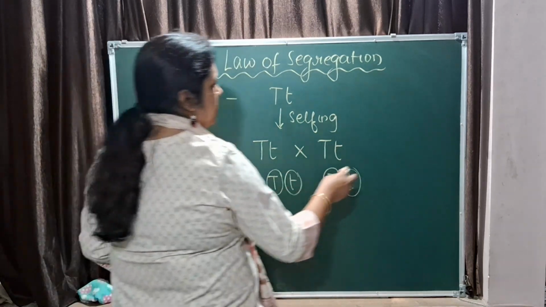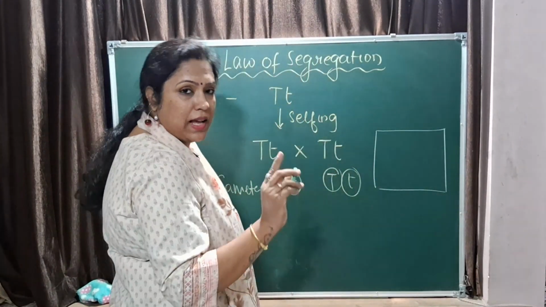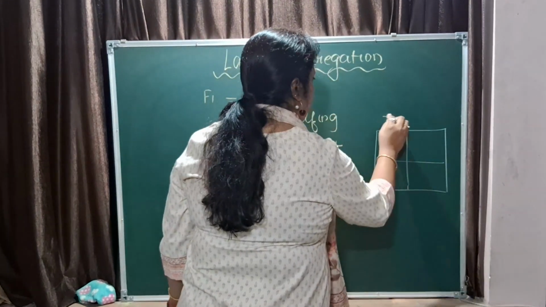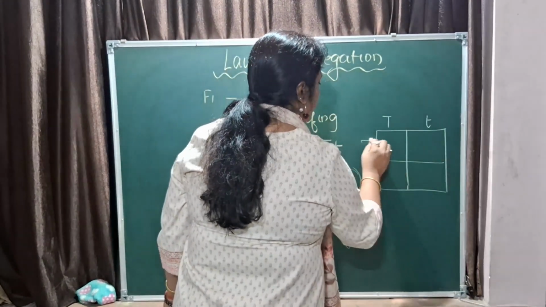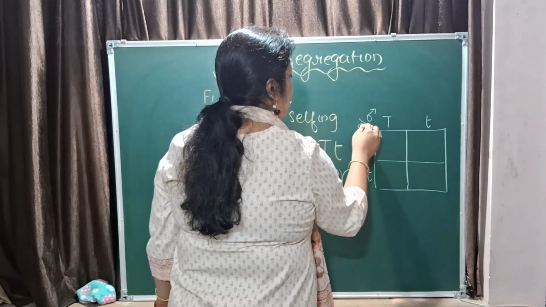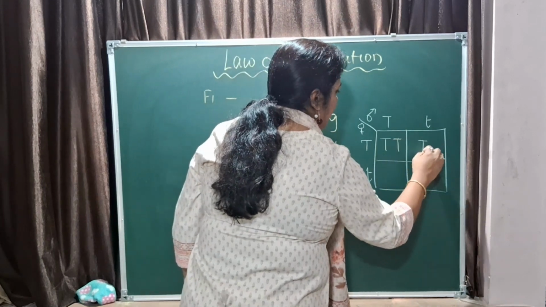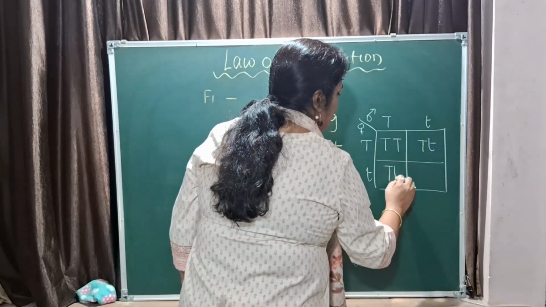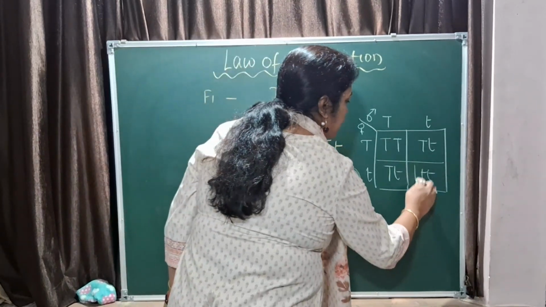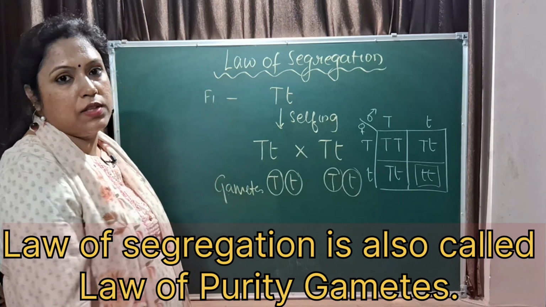Punnett square is a kind of square drawn where, please, it has to be a square. Make a square and then put the gametes on the top to find all the possible combinations. So here what is the possible combination? Capital T small t, capital T small t and small t small t. In this case the reappearance of the dwarf trait in the F2 explains the law of segregation.